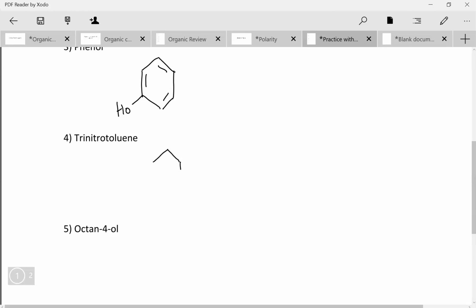Trinitrotoluene. This one is interesting. I will not ask you this question on a test, but that's just to know the importance of organic compounds. Trinitrotoluene is the full form of TNT, the explosive. So again, you're going to have toluene, so CH3, and then trinitro. So there's three nitro groups.